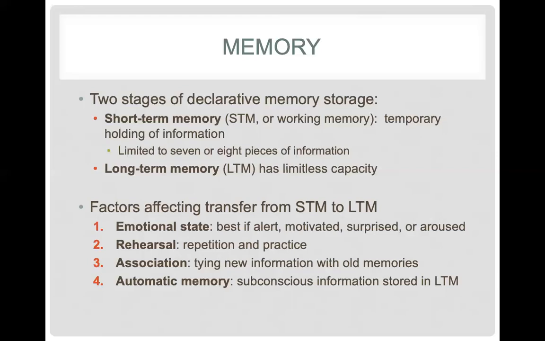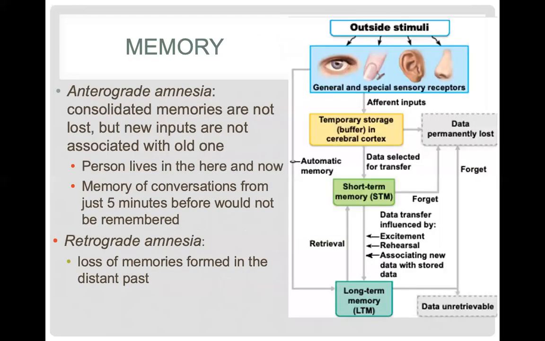Autonomic memory is another way of transferring information from short-term memory to long-term memory, where your subconscious assumes the information is important for you and therefore actively transfers that information to your long-term memory. Here's again what I've described to you: rehearsal, excitement, association. All of them help you transfer the information from short-term memory to long-term memory.